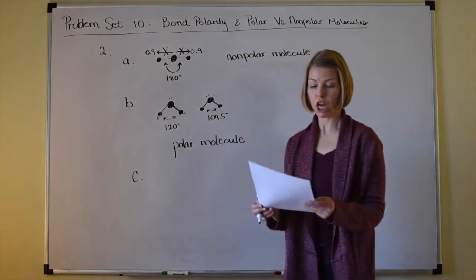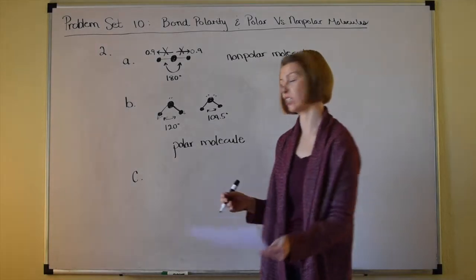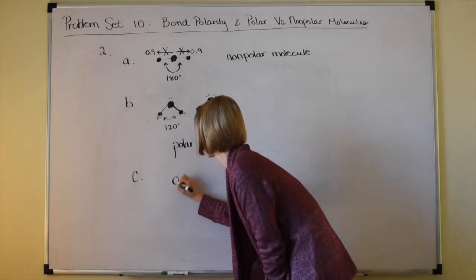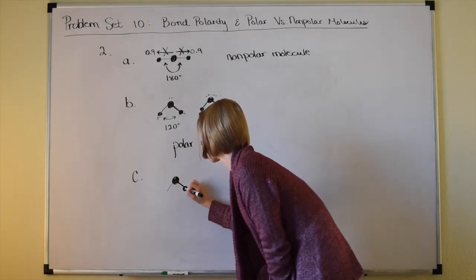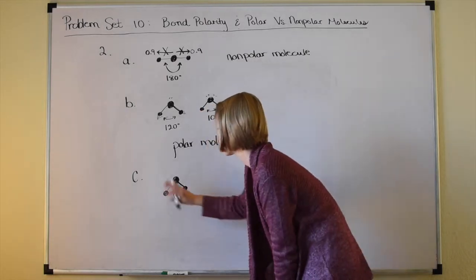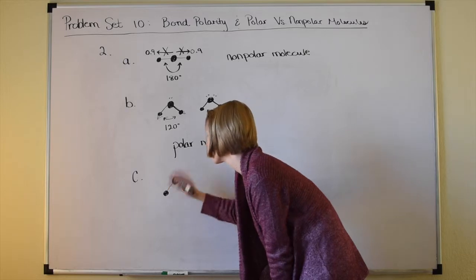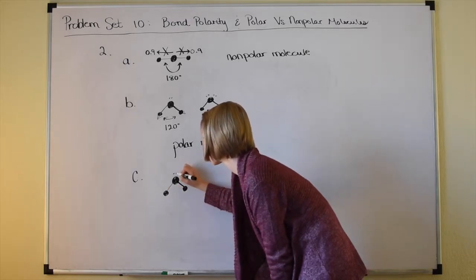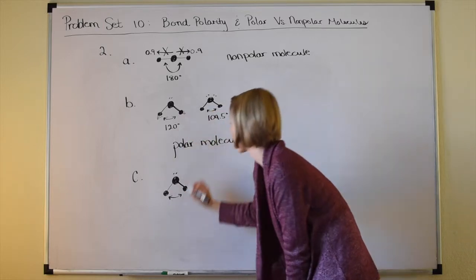A molecule with 2 bonding pairs of electrons and 1 lone pair of electrons on the central atom. So 2 bonding pairs. I'm keeping these real generic because we're not actually talking about a specific molecule. We don't know what this is. So 2 bonding pairs, so probably a double bond and a single bond, and then a lone pair of electrons here. Okay, so that's going to be the same thing as what we talked about up here.